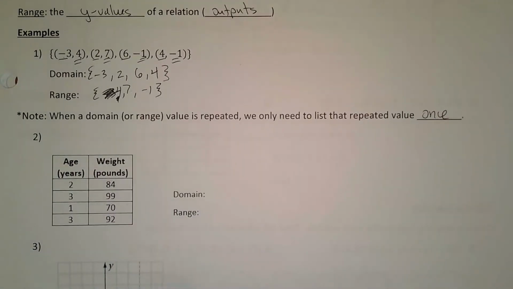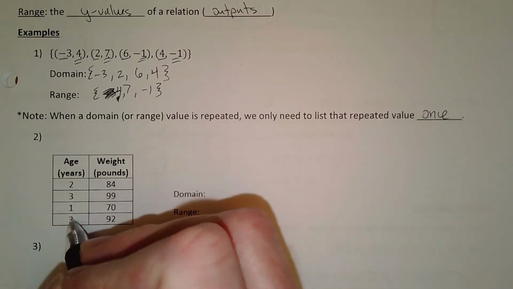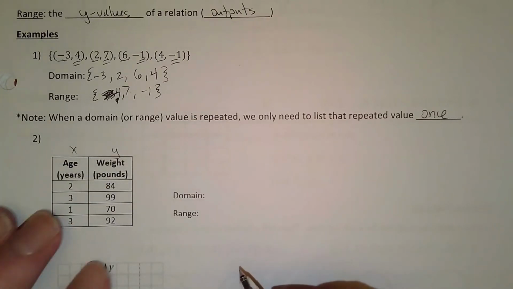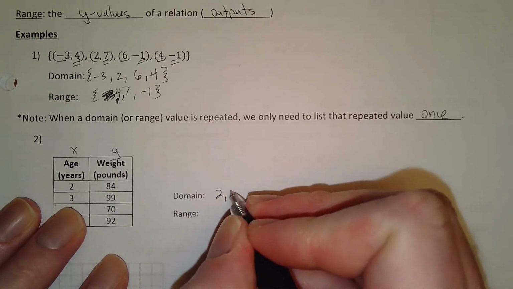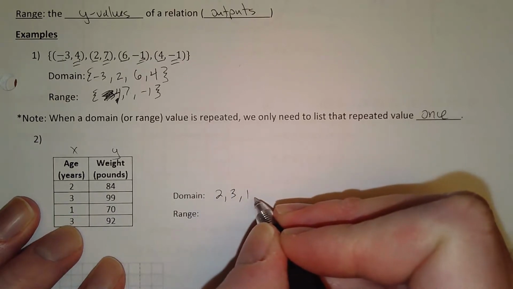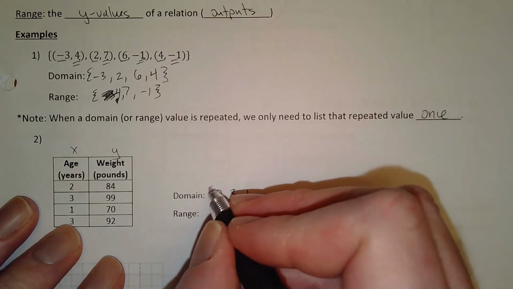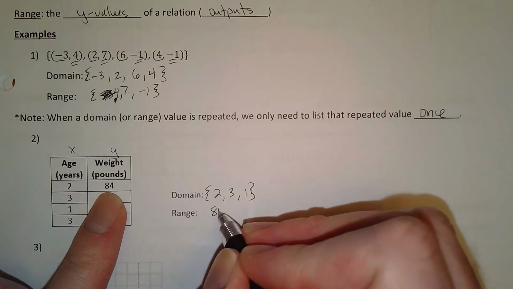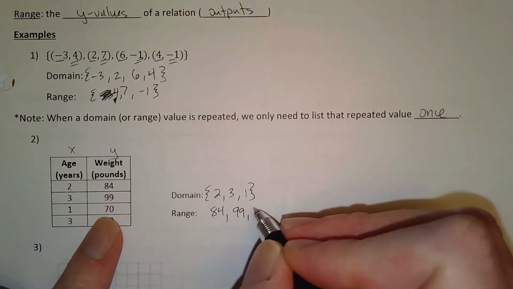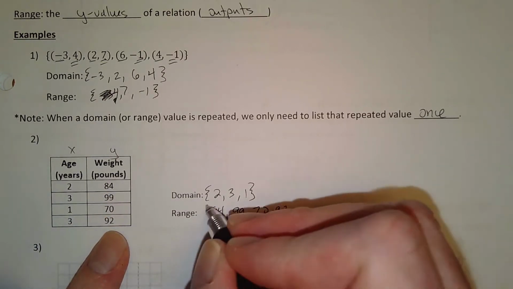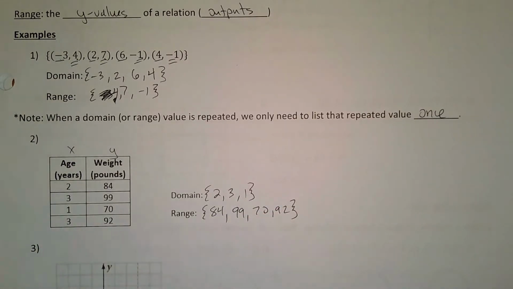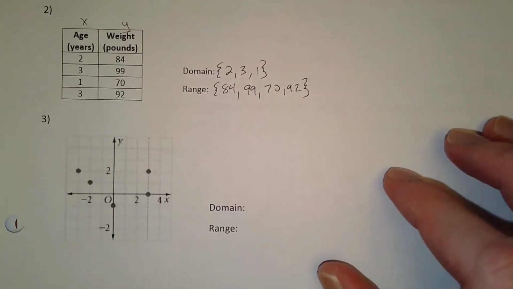When given a table of values like this, we've got x values and y values. So the domain on this would be 2, 3, 1, and 3. Well, we don't need to list it again, so it just stops right there. And then the y values, 84, 99, 70, and 92. Again, these symbols just mean that it's a set of numbers. Here's a group that represents the range.